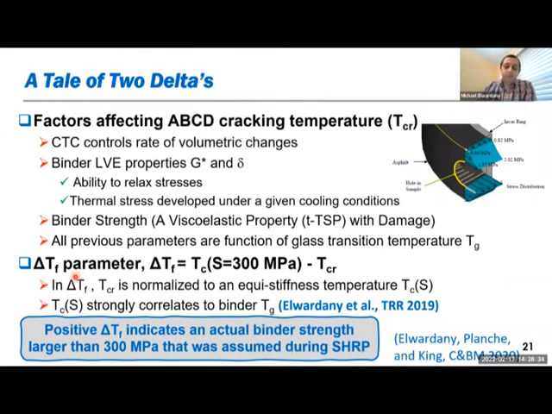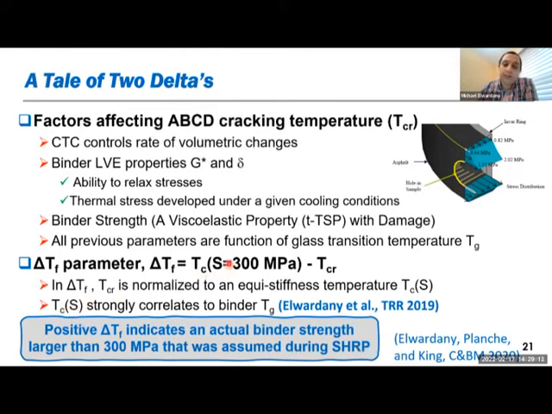And in this situation, we had to normalize the cracking temperature because it's a strain control test. We had to normalize it to the glass transition temperature. Glass transition temperature and temperature at S equals 300 megapascal strongly correlate with each other. We have shown significant data, like a large database, to prove this point. Both glass transition and TCS are equistiffness temperatures, so they correlate to each other to a decent extent.